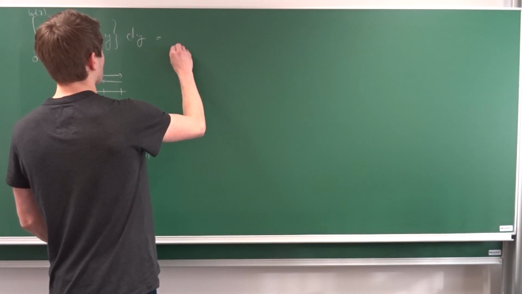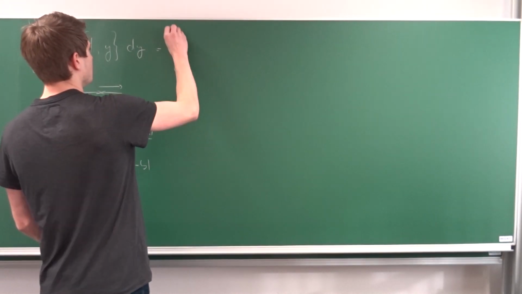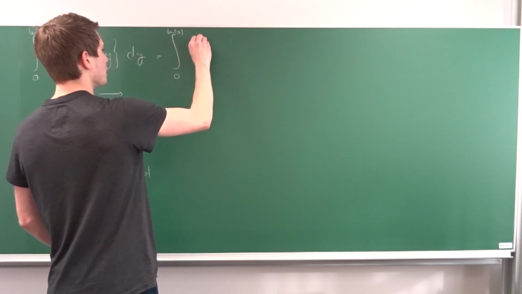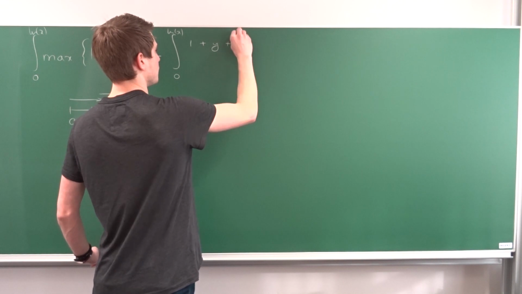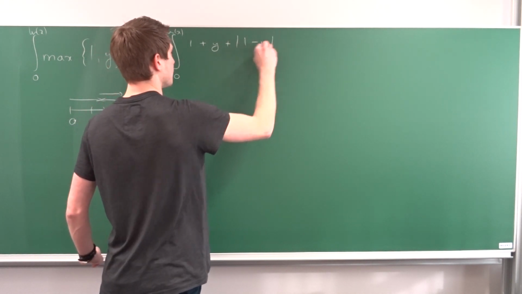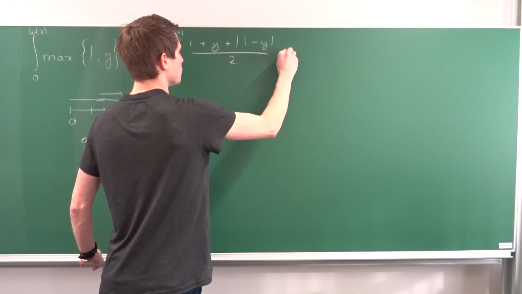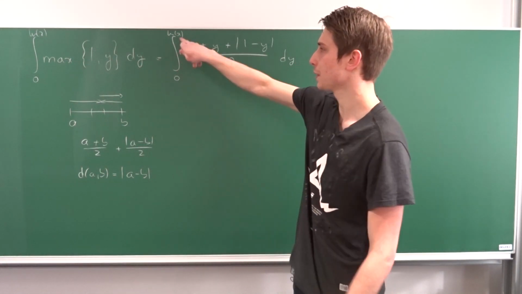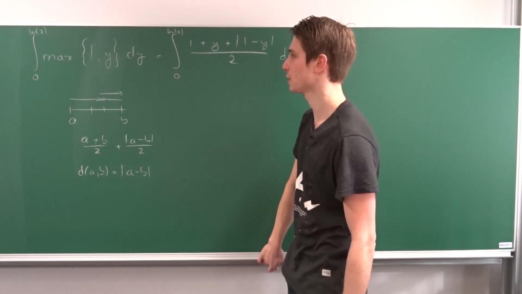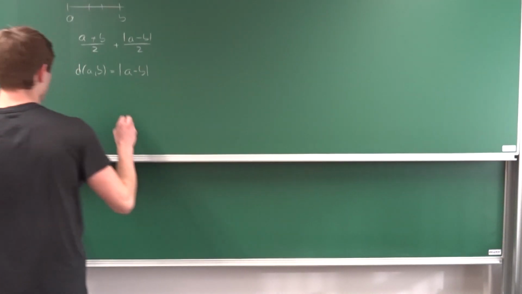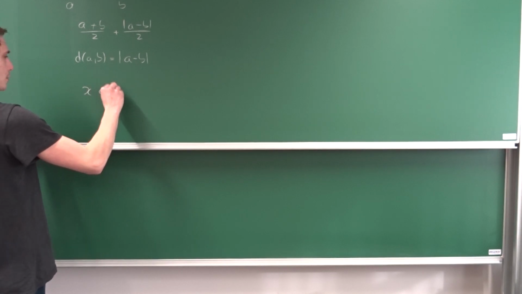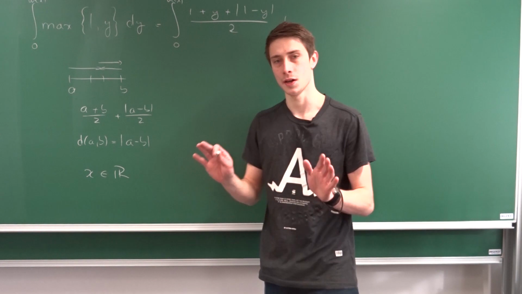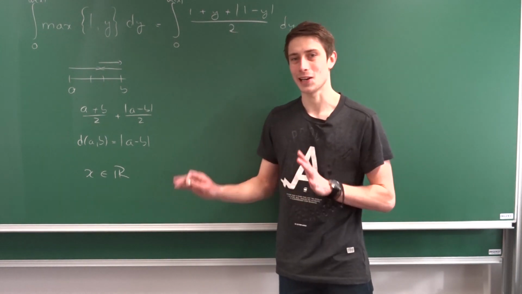Okay, so what do we have at first? That's the integral from 0 to ln of x of (1 plus y plus the absolute value of 1 minus y) over 2 dy. Okay, that's the first part. And in case you might be wondering, x is in R, so it's an element of the real numbers. So let's say x is an element of the real numbers, just to clarify that.